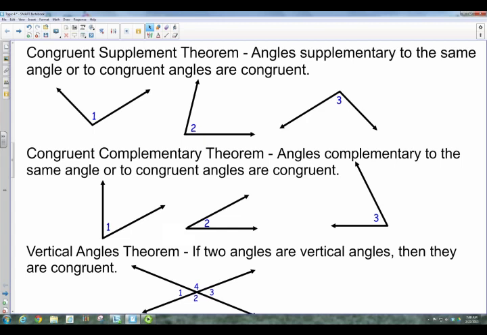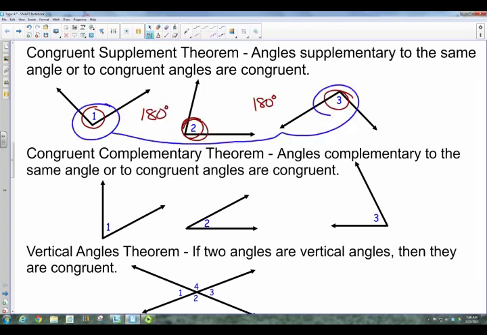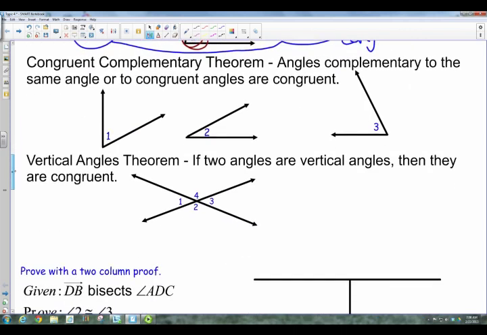Here's what they say. The congruent supplement theorem says angles supplementary to the same angle or two congruent angles are congruent. Now here's what that means. Angle 1 is supplementary to angle 2. So these two, when you add them together, you get 180 degrees. Angle 2 is supplementary to angle 3. So if I add them up, I get 180 degrees. Well, that now means that angle 1 and angle 3 are congruent. Okay, they both have to add up to 180, and so that would make them have to be the same value.